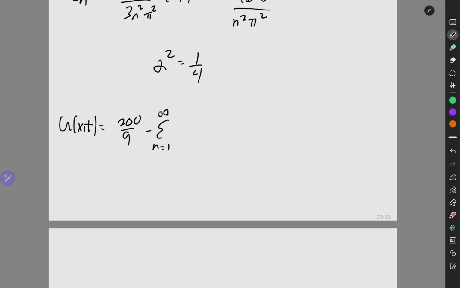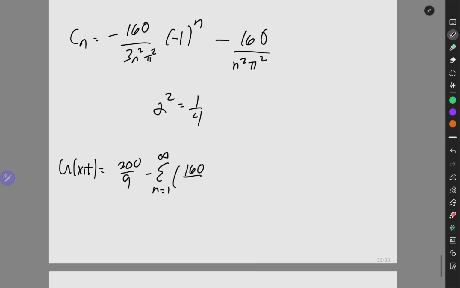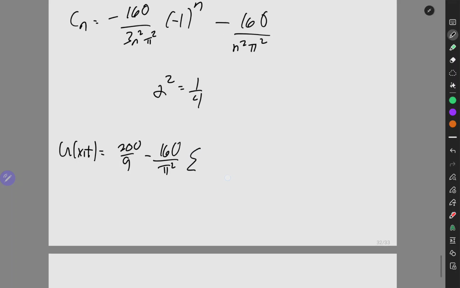Sum 160 over. I pulled out the negative, by the way. I can also pull out a 1 over pi squared from that. Well, no, I can't, because we still have the other two terms. No, I could. But I don't have to, though. Here, let me just do it. I can pull out a 160 over pi squared. Yeah, let's do that. So minus 160 over pi squared. Because now the whole inside will be positives only.